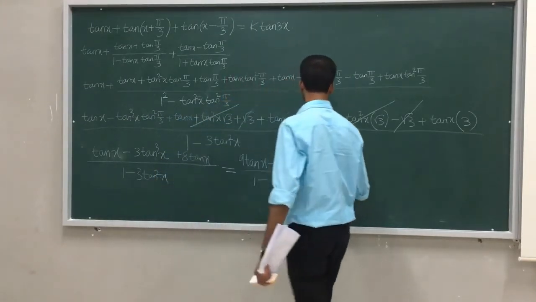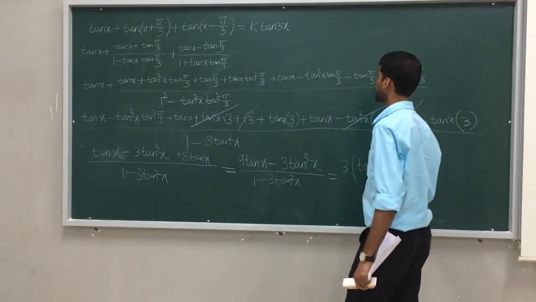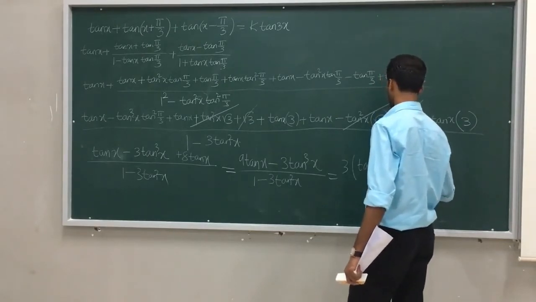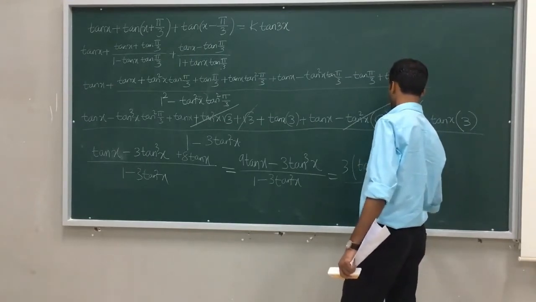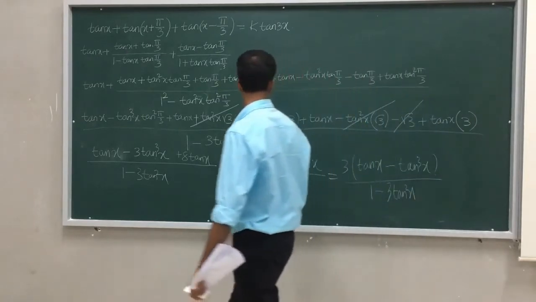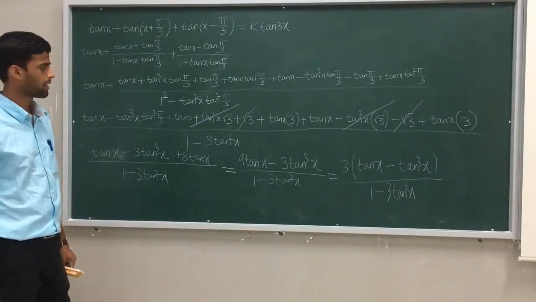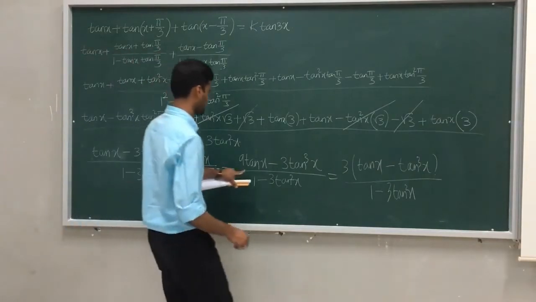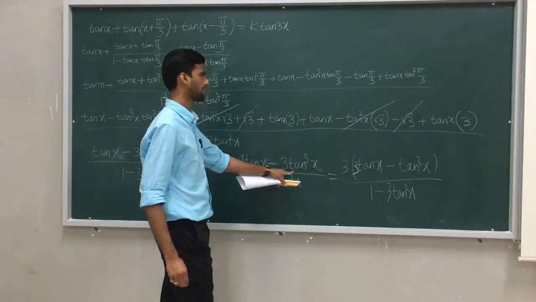So on both sides 3 is common. So if you take this, tan x minus tan cube x upon 1 minus 3 tan square x. Okay. Now what will happen is, is it tan 3x? We have to think. Is it 3 tan x? We have to think, because if you take 3 common here, it is 3 tan x. Sorry, 3 tan x minus tan cube x.